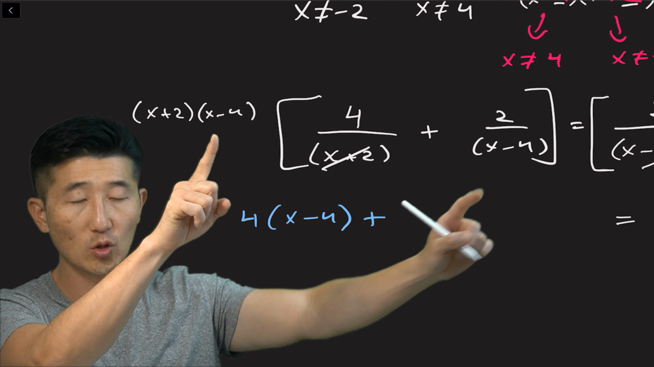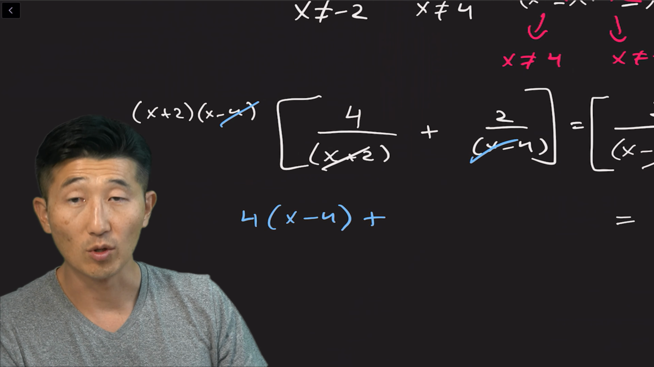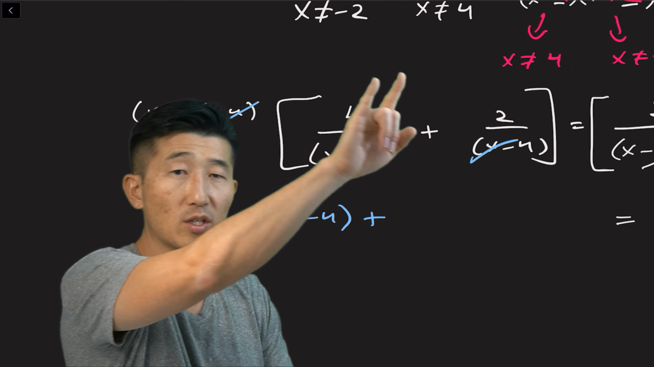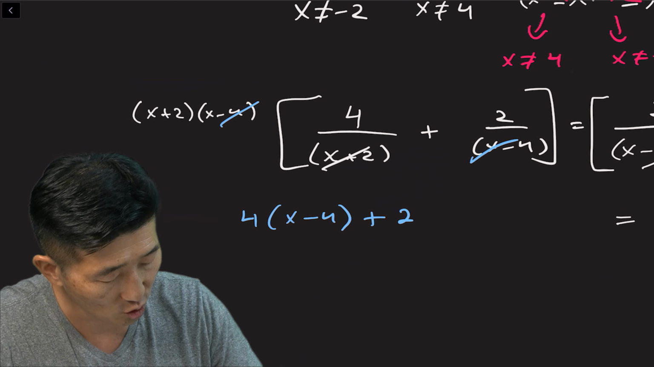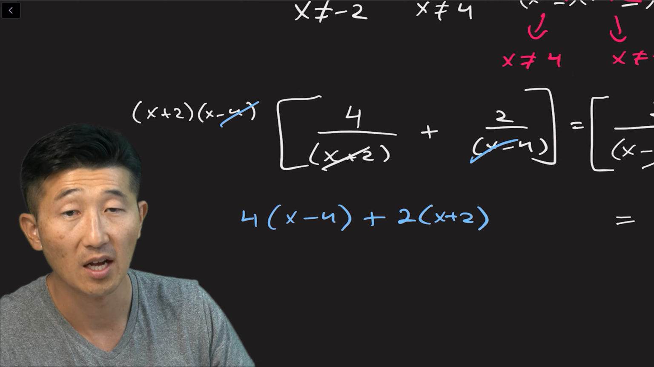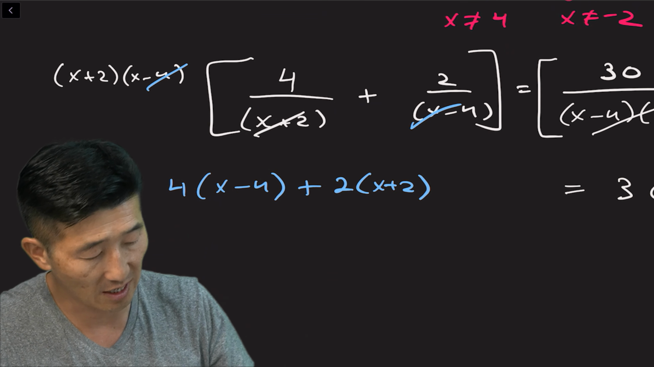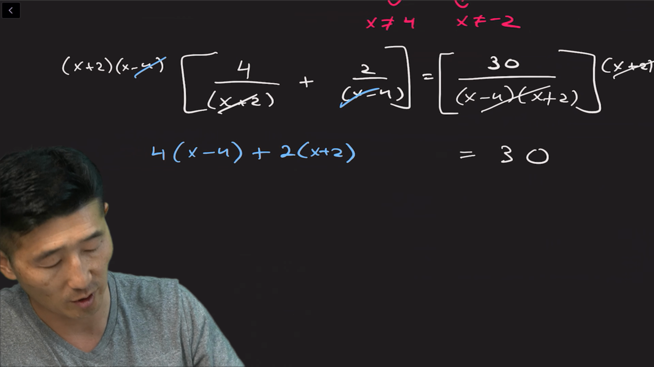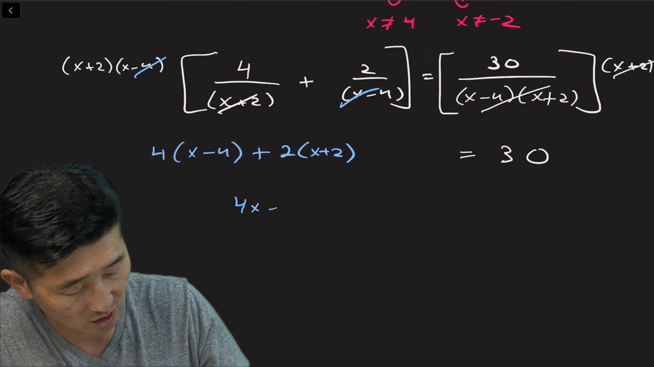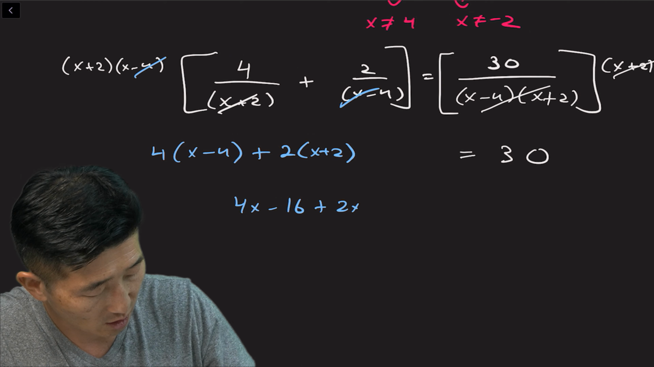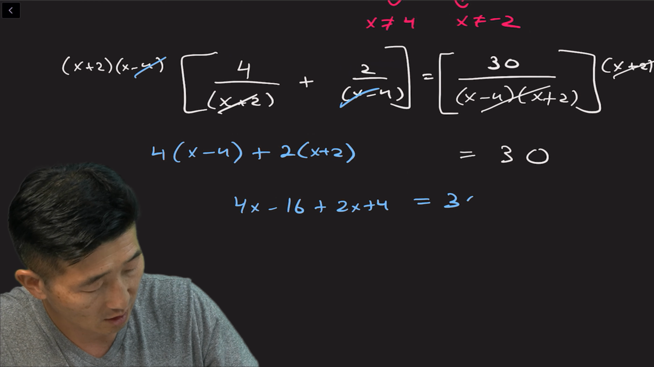The x minus 4s will cancel out. And what's left? X plus 2 being multiplied to 2. So this will become 2 parentheses x plus 2. And again, I'm not going to distribute this out in my head. I'm just going to wait till the next line. Okay, so now let's distribute everything out. 4x minus 16 plus 2x plus 4 equals what?